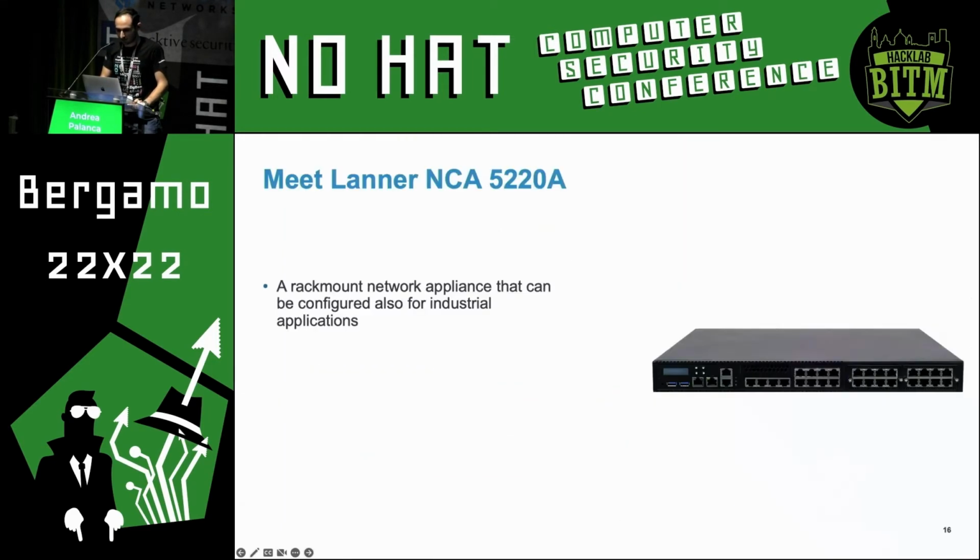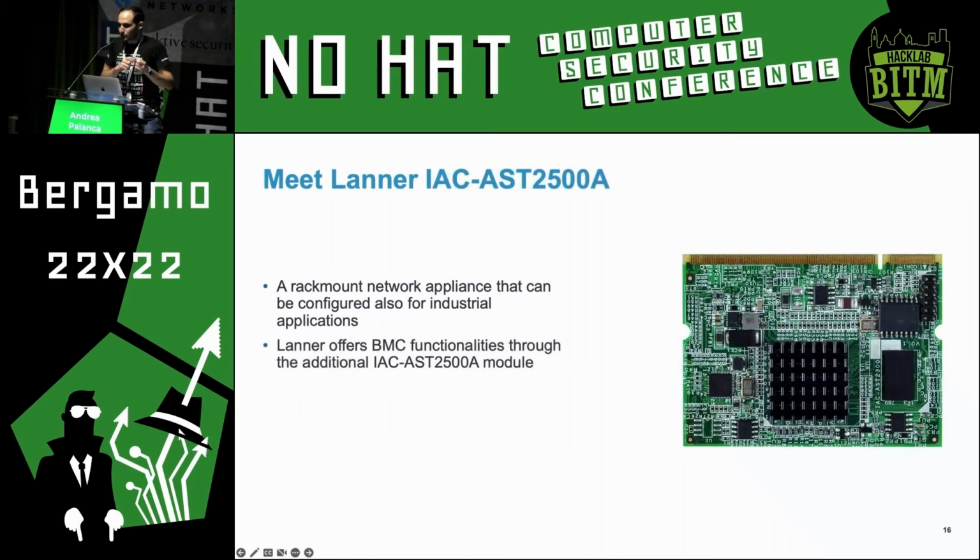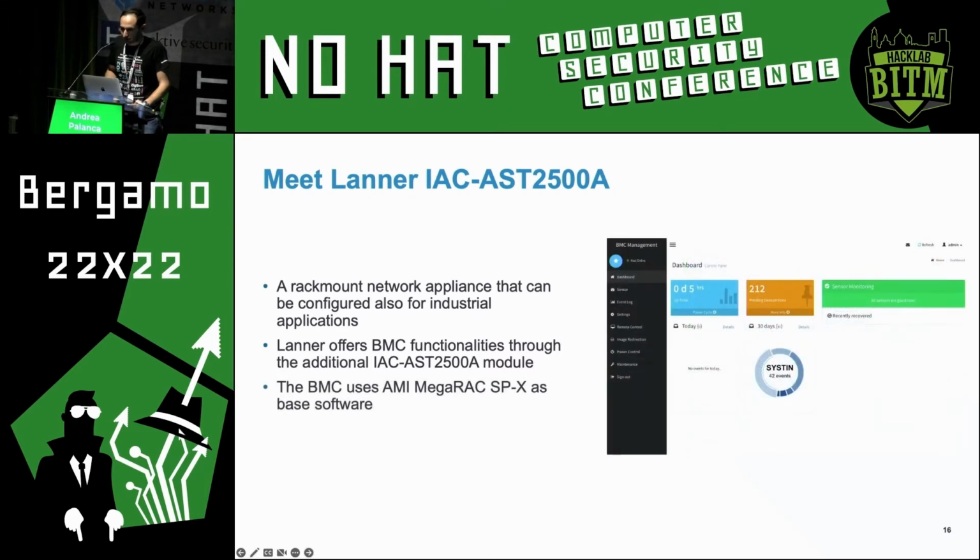So, first and foremost, let's describe a bit the device that we used for our analysis. During our research, we analyzed a Lanner NCA 5220A, which is a recommended appliance that can be configured for industrial applications. But more specifically, we focused on the IAC AST2500 module, which is the expansion card that provides BMC capabilities. Some brands decide to offer BMC capabilities through an expansion card. Here is one case. And its firmware is based on the AMI Megarock SPX.